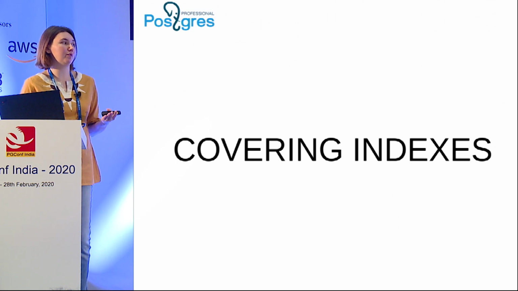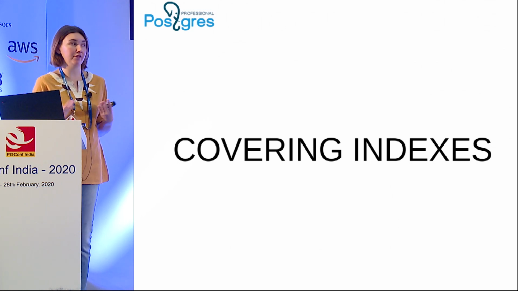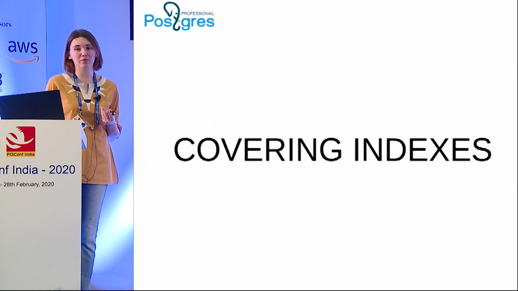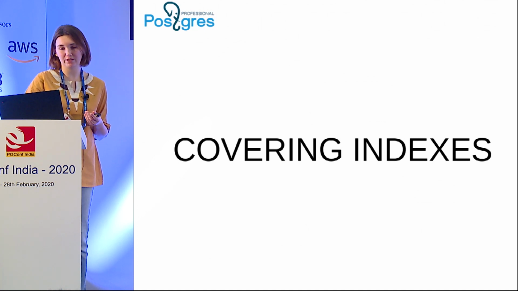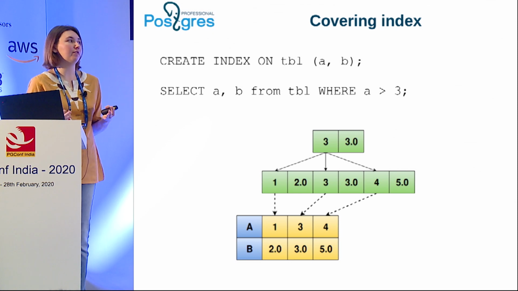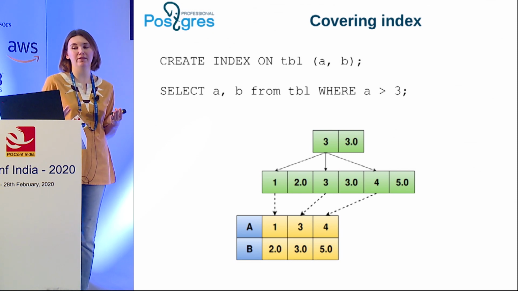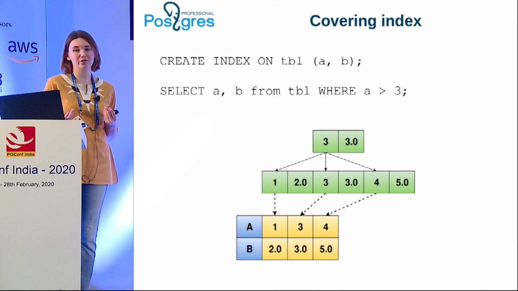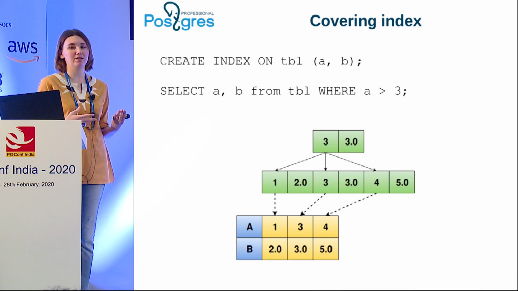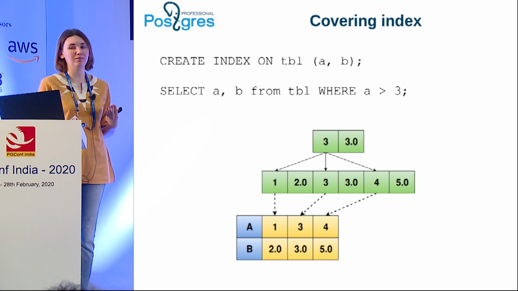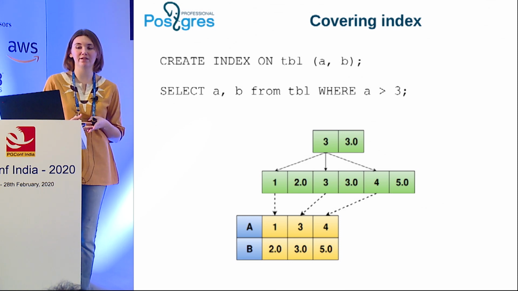So, let's move to the features, to the major part of this talk. First of all, I want to describe covering indexes and how they are implemented in Postgres. Actually, covering index is not the feature itself. It's rather an idea based on a combination of two features. So we have multi-column indexes and we have index-only scan. And if we combine them, we can get a covering index.